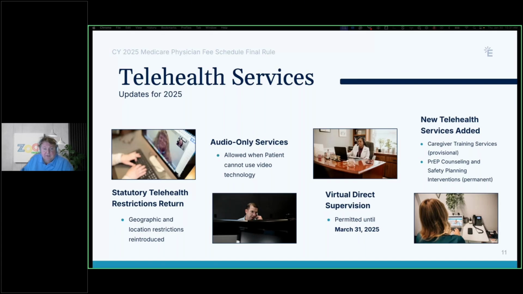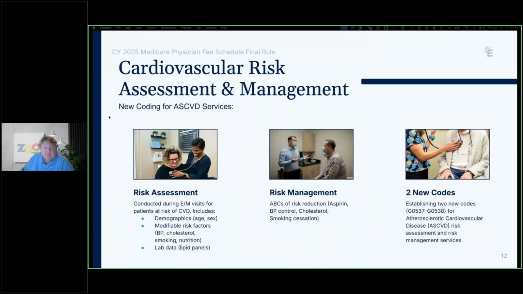But this is very much a wait and see situation to see if things get extended. So the two deadlines we were looking at are March 31st generally, and behavioral health April 1st specifically. And so with that, let's keep cruising along and talk about cardiovascular risk assessment and management. Hope you guys are hanging in there with me okay.